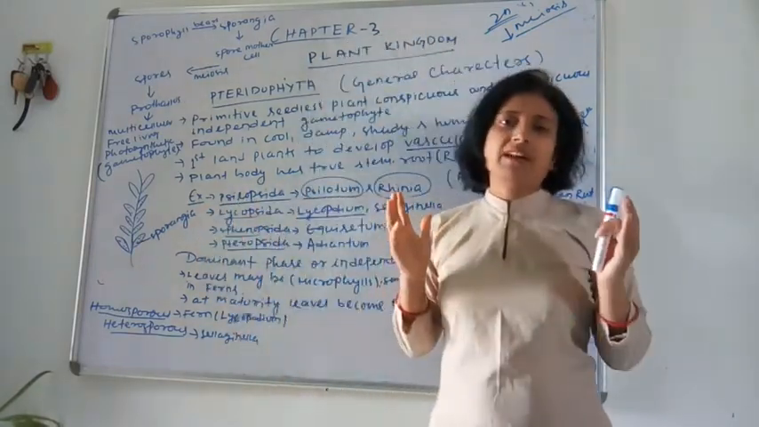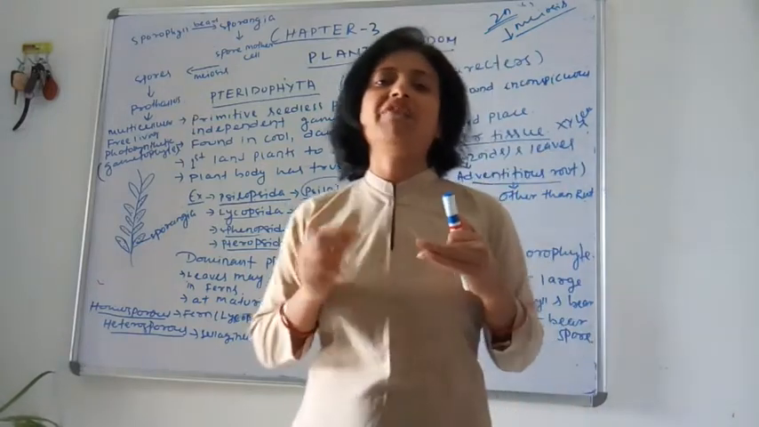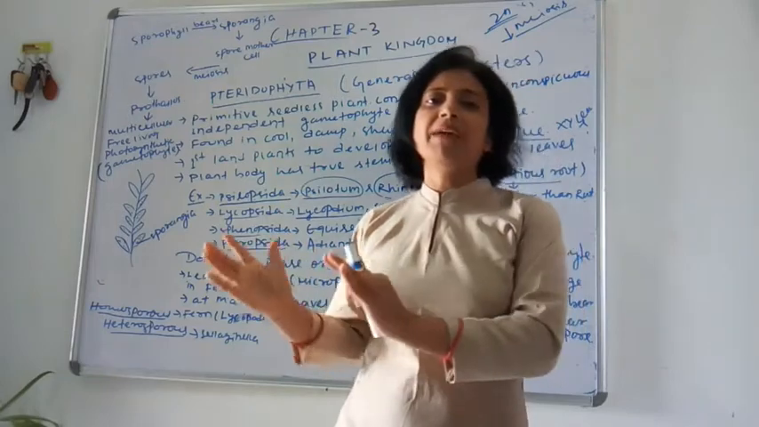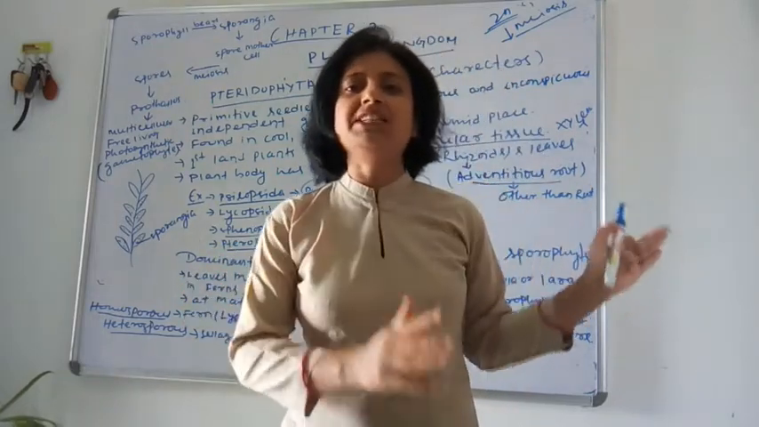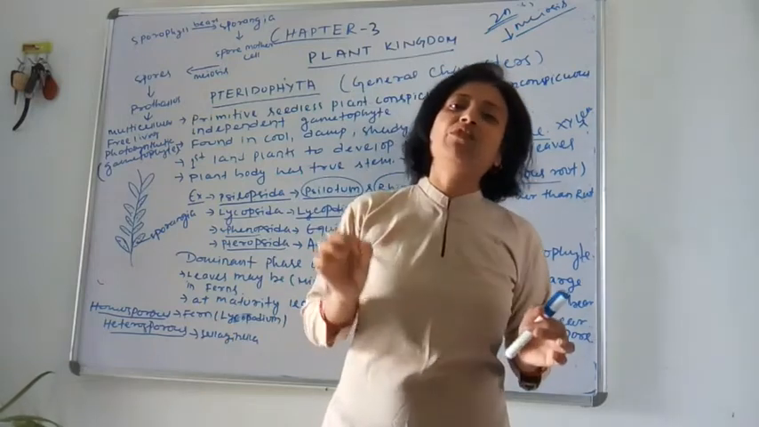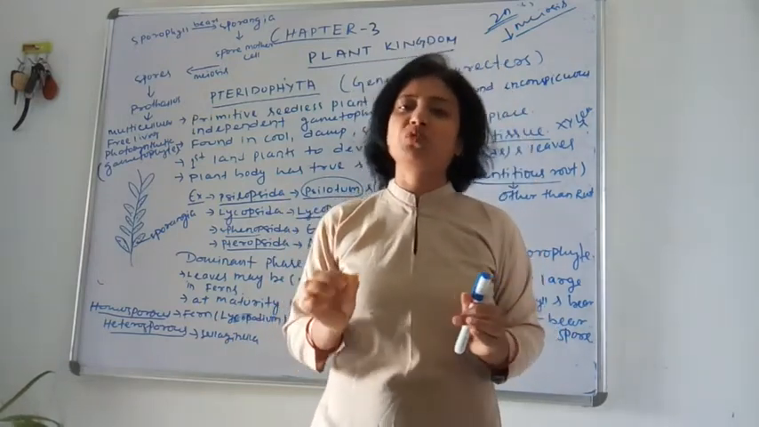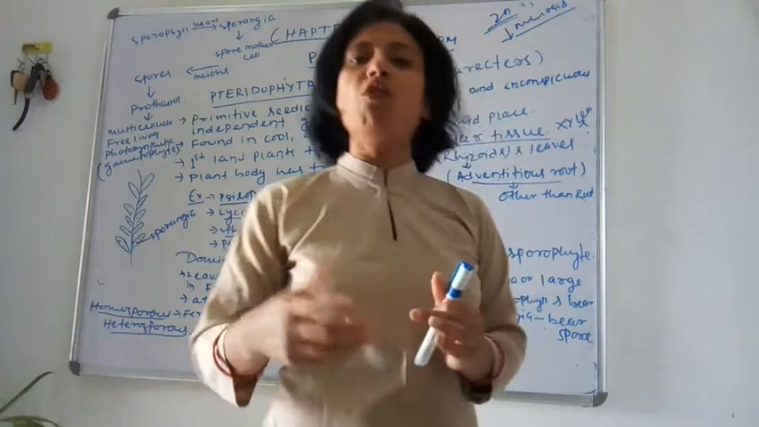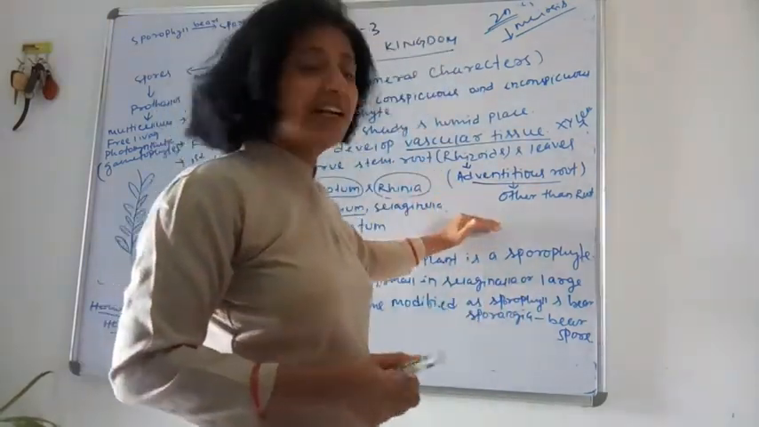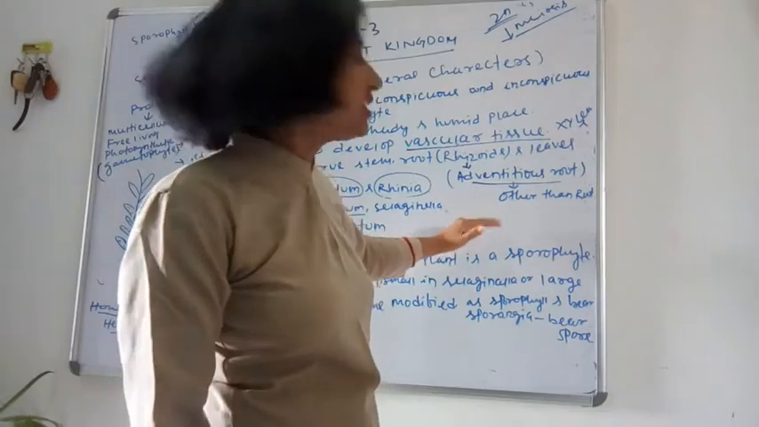Let's take the example of human beings. We have 23 pairs of chromosomes: 23 come from the male parent and 23 come from the female parent. When they combine they form a zygote, and the zygote contains 46 chromosomes, and when we grow we also have 46 chromosomes. Exactly this happens here. The plant body is diploid in number.